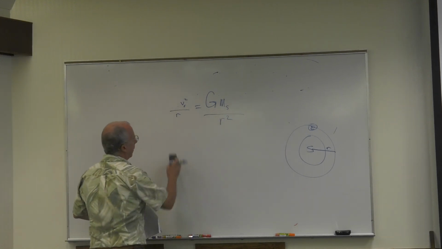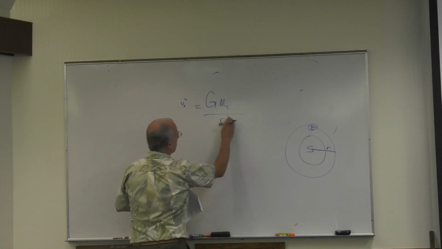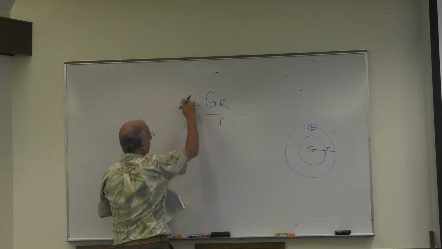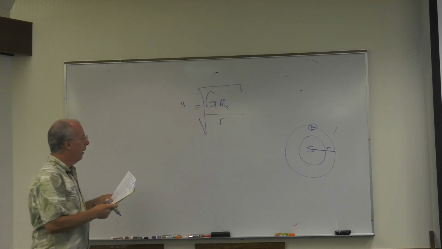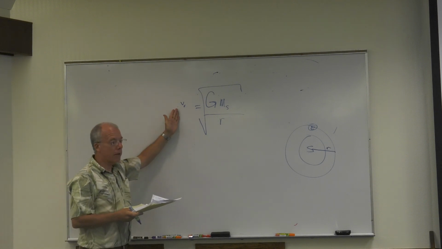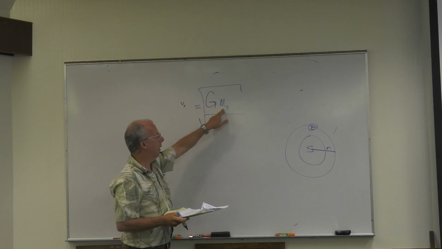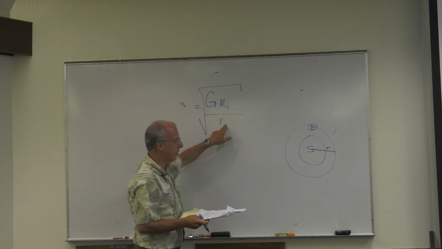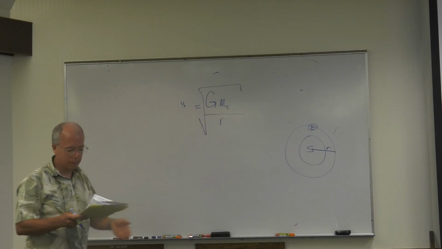Okay? Multiply both sides by R, so that goes away. That goes away. Take the square root. Bingo. There you go. So that is the velocity of the Earth. It's that gravitational constant times the mass of the sun divided by the distance between the center of the sun and center of the Earth, square root of. There you go. Pretty cool.